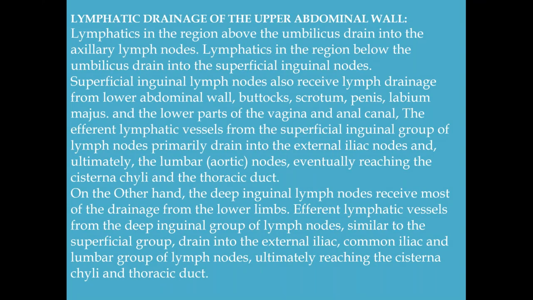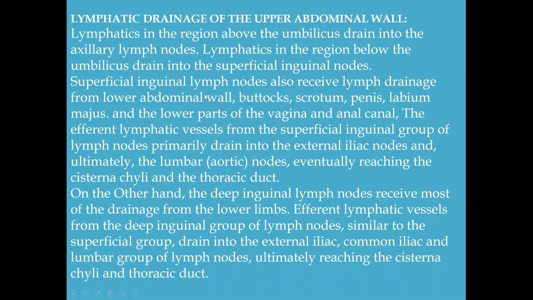What about the lymphatic drainage of the abdominal wall? The lymphatics in the region above the umbilicus drain into axillary lymph nodes. So the lymphatics above the umbilicus drain into axillary lymph nodes. And lymphatics in the region below the umbilicus drain into superficial inguinal nodes. This is very important. The landmark here is the umbilicus: above the umbilicus drains into axillary lymph nodes, and below the umbilicus drains into superficial inguinal nodes.